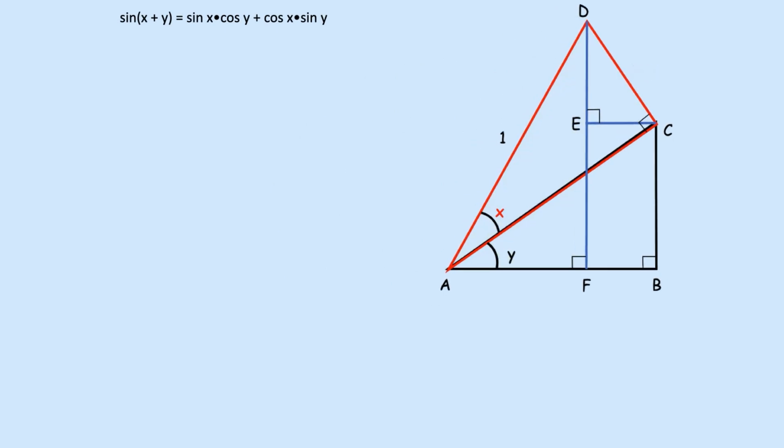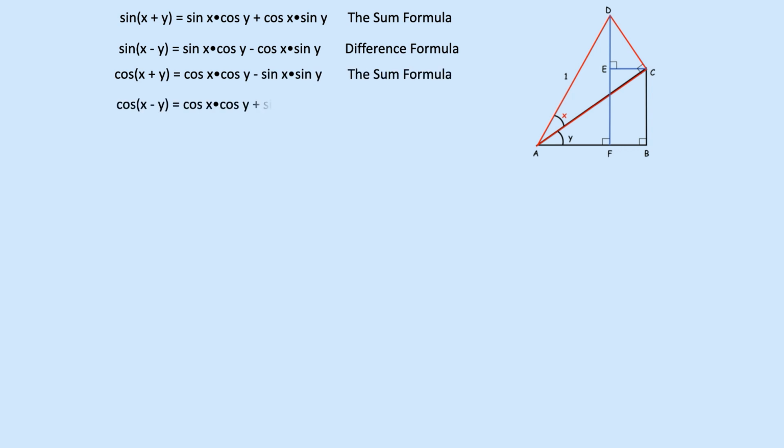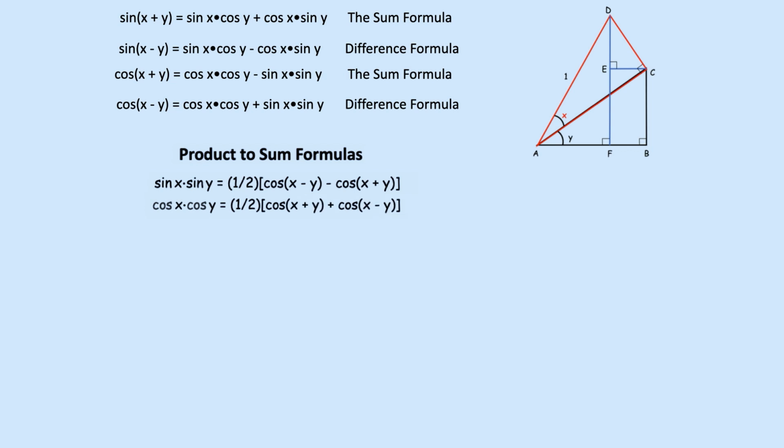In this course, all of the trig identities are developed. The sum formulas, the difference formulas, and the product to sum formulas, which are used to come up with the equation for average power.